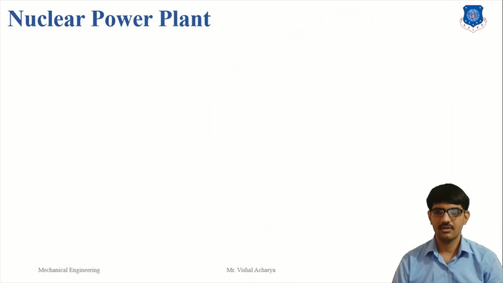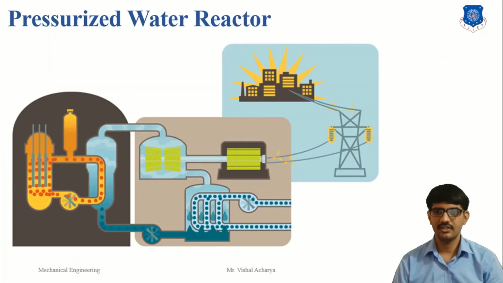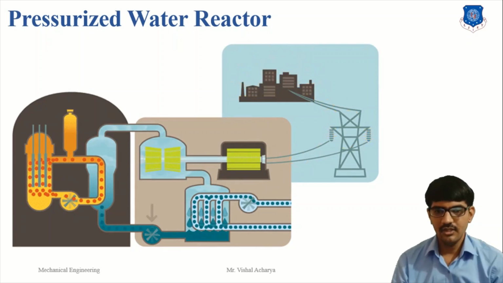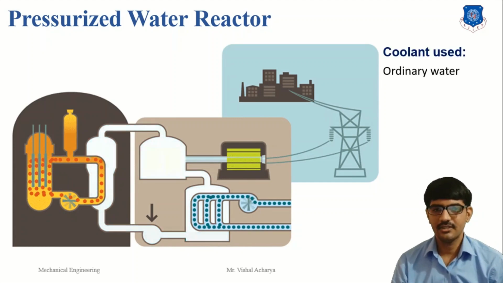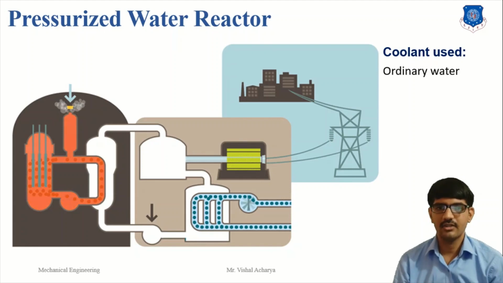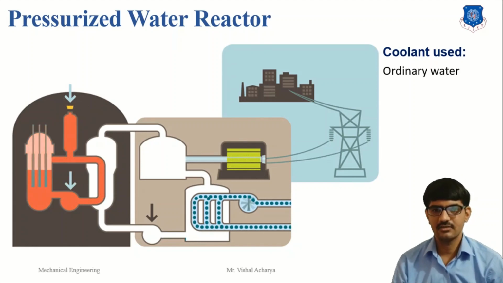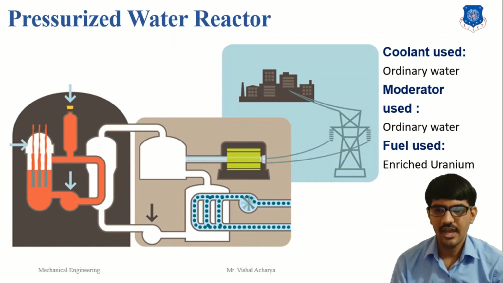Today we will discuss the different types of nuclear reactor. First is the pressurized water reactor. In any nuclear reactor, there are three main components. First is the coolant. Here the coolant is ordinary water at high pressure. Second, the moderator, which is also ordinary water, and the fuel used is enriched uranium.